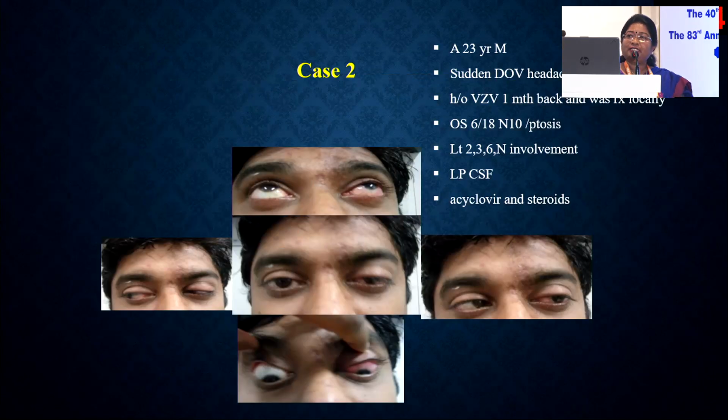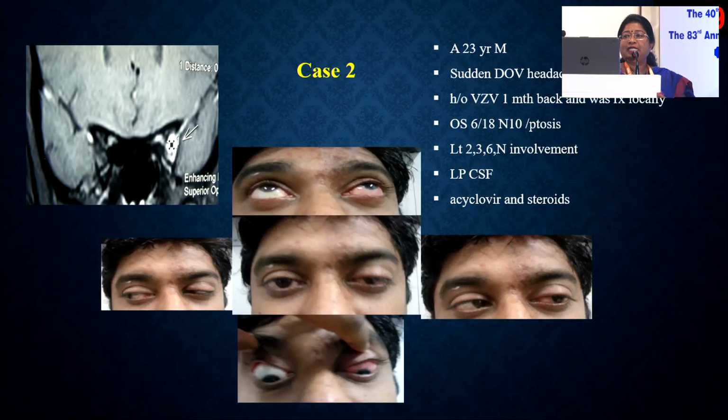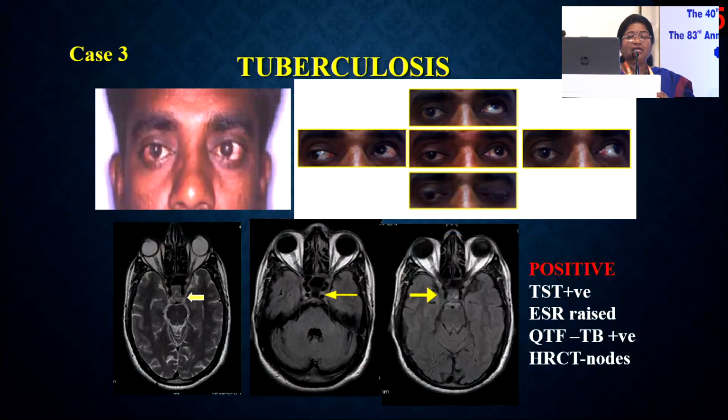And this is a 23-year-old guy who had a history of headache with diplopia and ptosis following a zoster infection. You can see the scars on his forehead and the nose. He developed a sudden redness, after which he developed a movement restriction and a vision loss, and we found a lesion in the cavernous sinus, and that guy responded well with antivirals. So as I said, TB is something which we have to watch out for in our part of the world.